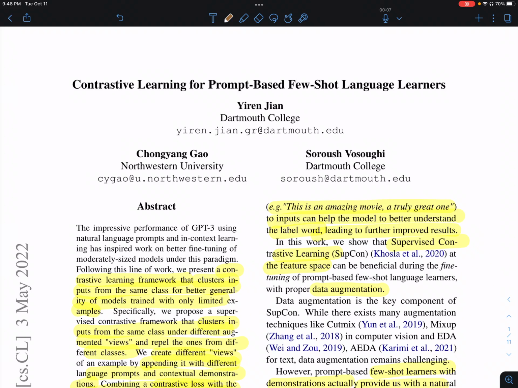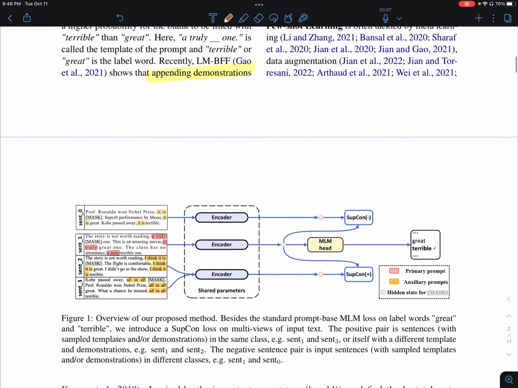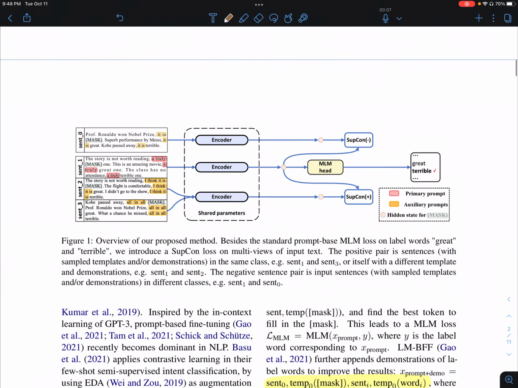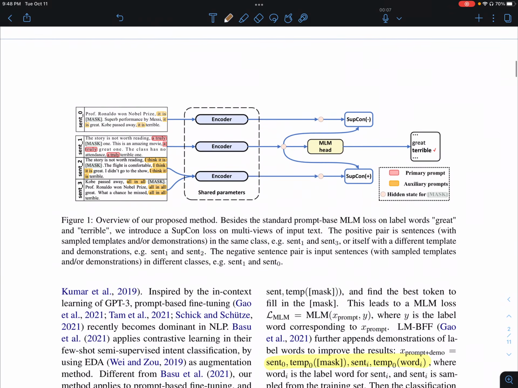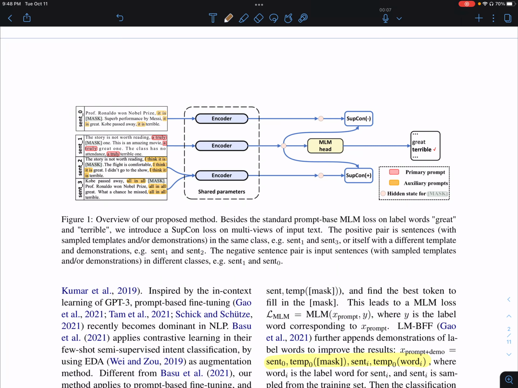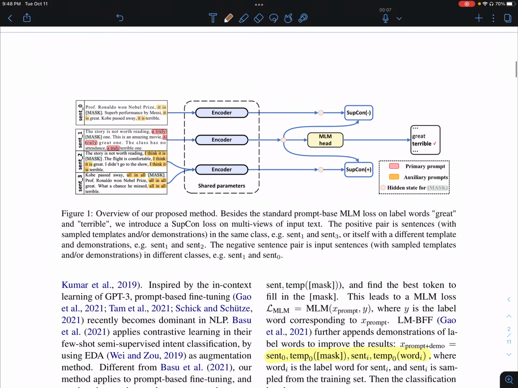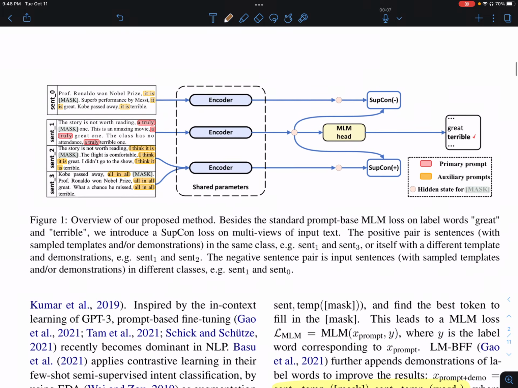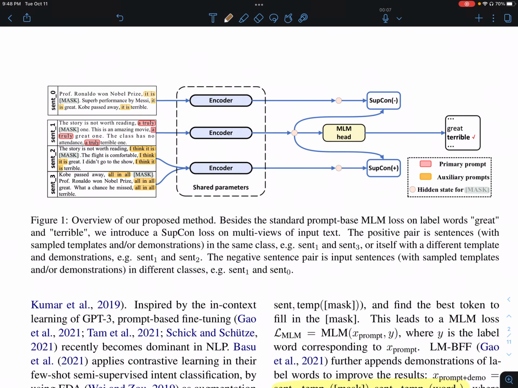Hi everyone. So today we'll be looking at contrastive learning for prompt-based few shot language learners. In this paper they use few shot language learners which are prompt-based, and they also use a contrastive learning framework with a novel data augmentation method. This is a very good illustration of their method, right?